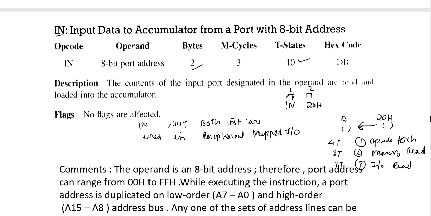In this manner, we can see how easily we can find out the machine cycles as well as T states of any instruction. Only these two instructions, IN and OUT, have the input output read and input output write machine cycle, and no other instruction has the IO read and IO write machine cycle.